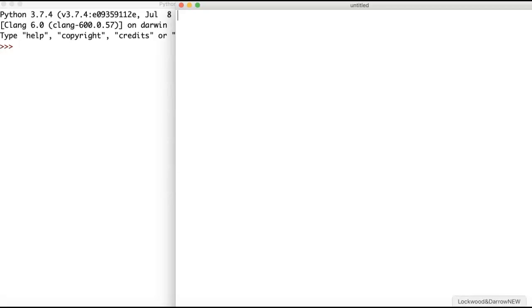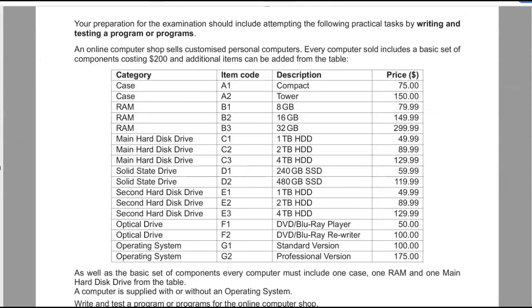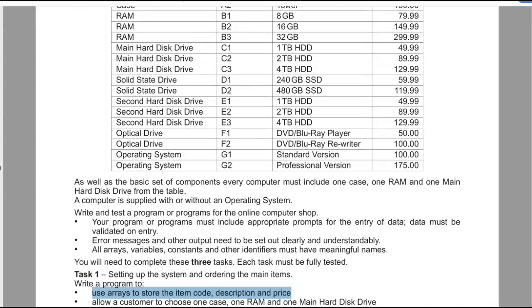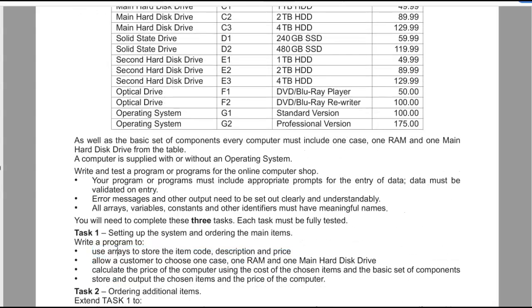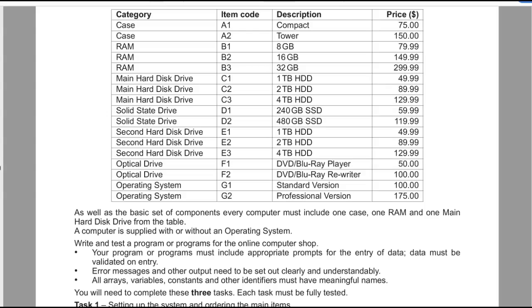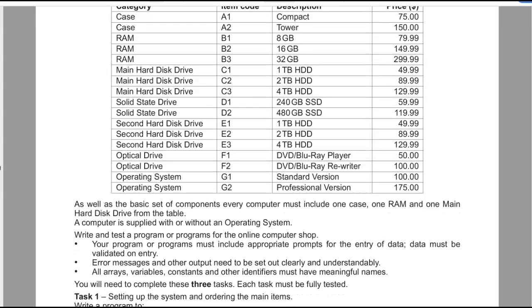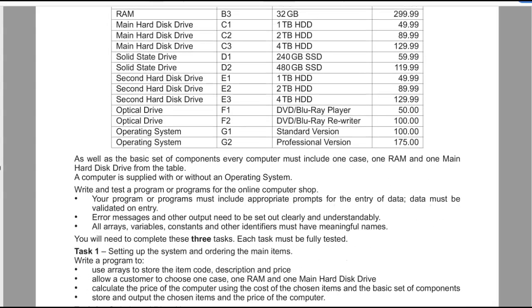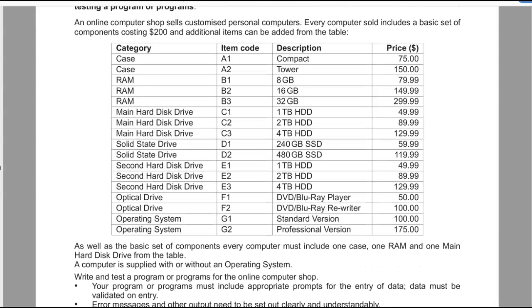As I said, task one is basically we need to, if we can see task one, write a program to use arrays to store the item code, description and price. Now, you might want to have a think about this, because it says here to store the item code, description and price, which is those three, but they haven't said category. So I'm immediately thinking, I wonder if that's an error, or they for some reason have left that off. So I'm going to actually add the category as well.